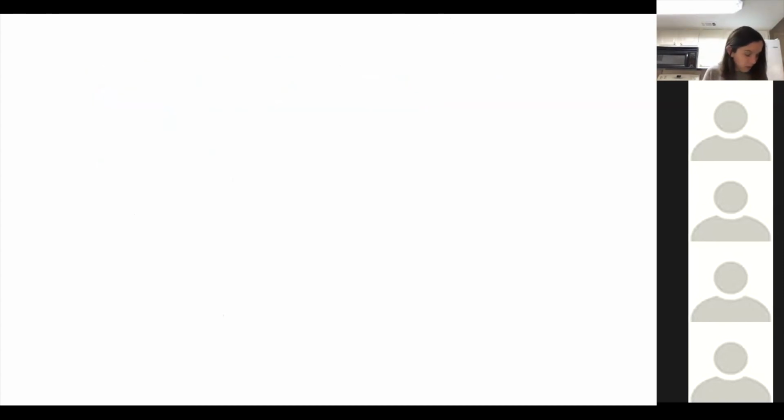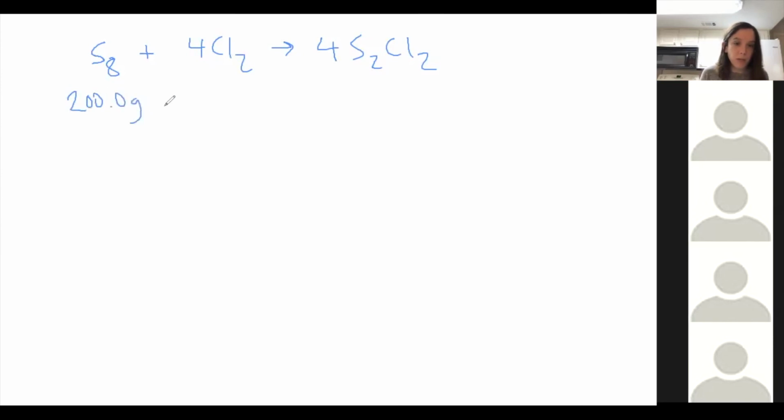Okay, so we're looking at this equation. We had S8 reacting with Cl2 to form S2Cl2. And we were told that there was 200 grams of S8 reacting with 100 grams of Cl2. And we were asked to find the limiting reactant. Today what we're going to do is find out how many grams are produced of S2Cl2. So they're asking in this problem to find out how many grams are produced.